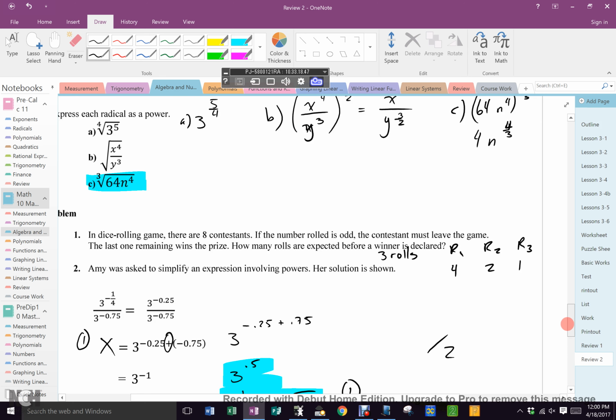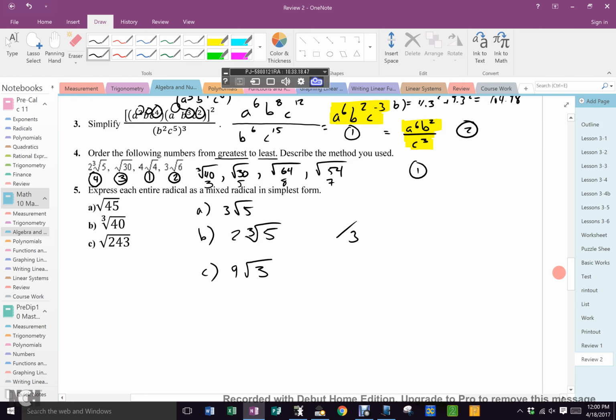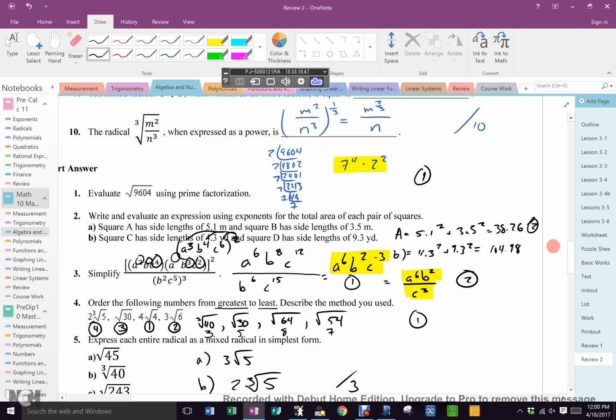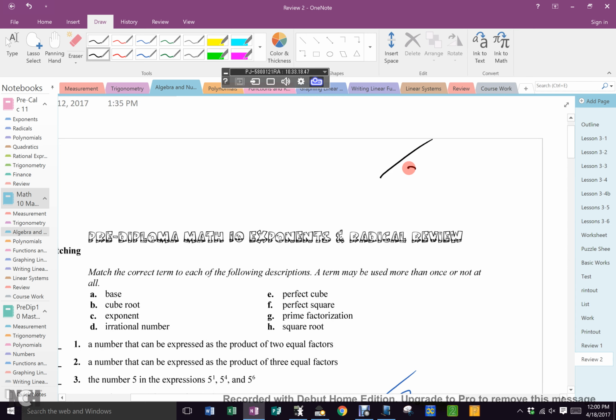So 2, 3, 4, 5, 6, 9, 10, 11, 12, 14, 15, and then 24. So this is out of 39. You guys add that up. Give yourself a mark out of 39. This is what you're getting tested on tomorrow. Okay?